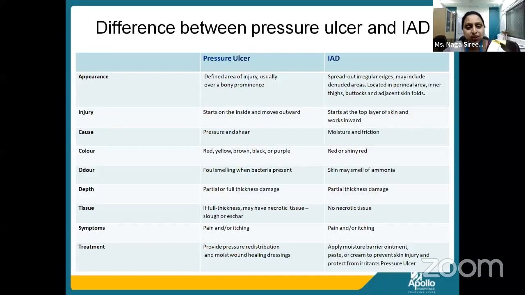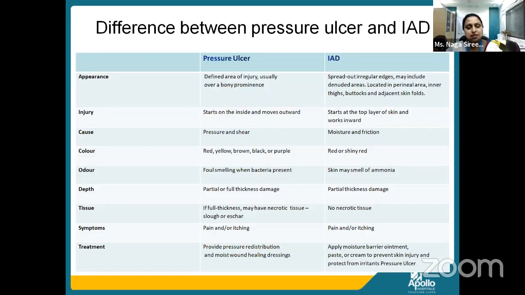Coming to a very interesting topic, which all of you should know, because most of the time when staff nurses report to the in-charges or ANSs, whoever is at the managerial level, they get confused. What is a pressure ulcer? What is incontinence-associated dermatitis? This is very important. The appearance of a pressure ulcer is a defined area of injury, usually over bony prominences, but IAD has irregular edges and is located in the perineal area.